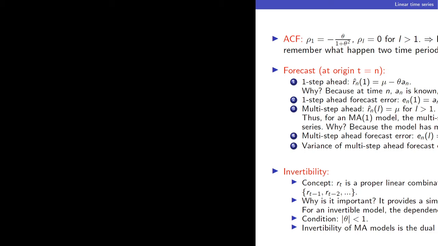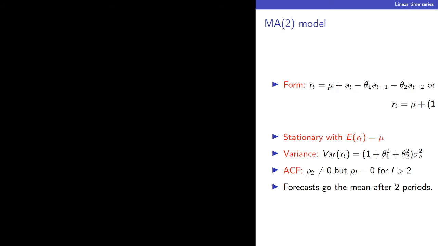And how are they related to AR models? Well, invertibility of MA models and stationarity of AR models are dual. They're not exactly the same, but they're equivalent. So now regarding model MA2, we can write it in that way, which makes this B notation quite handy. It's stationary with mean mu.